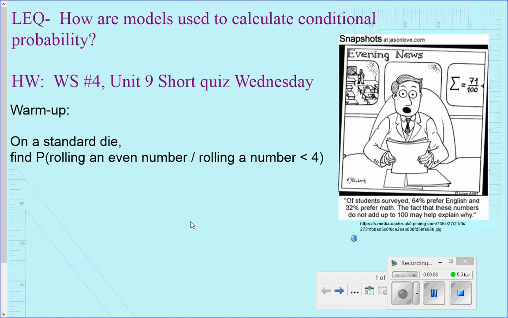Today is day 6 of Unit 9. We started today with this warm-up, so take a moment and work on the warm-up, pause the video, and then play to check your answers.